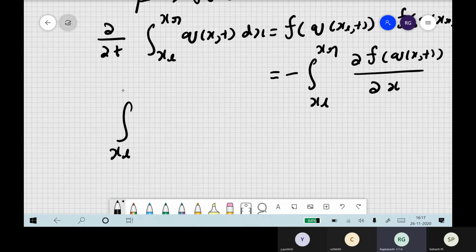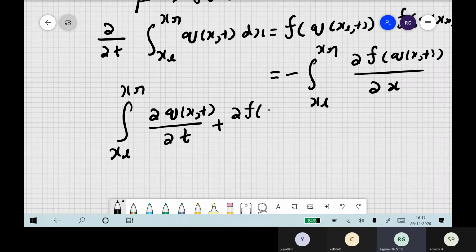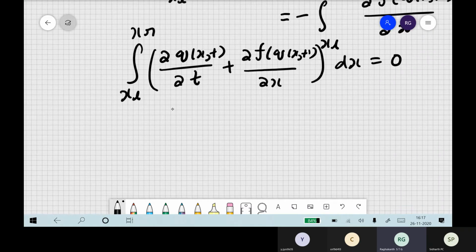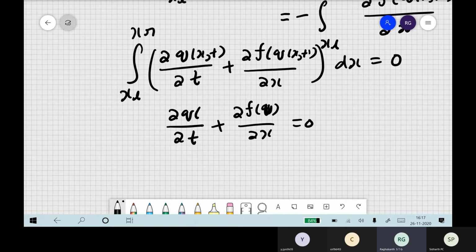So integral from xL to xR of ∂q(x,t)/∂t plus ∂/∂x of a function f(q(x,t)), the entire thing with respect to dx, is equal to 0. And finally, if you want a strong form, you will get once again the same conservation law, ∂q/∂t plus ∂f/∂x is equal to 0. Same thing only, you followed, right? So the finite volume, everything revolves around this conservation law itself.